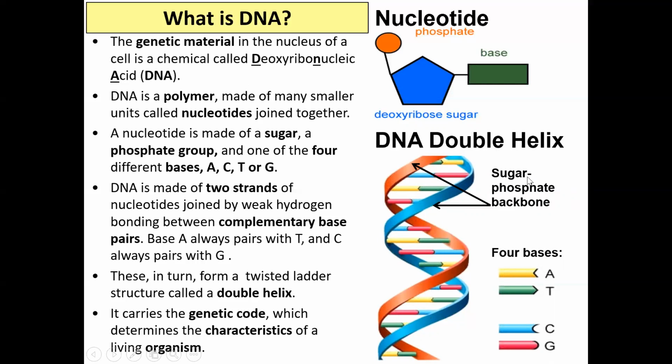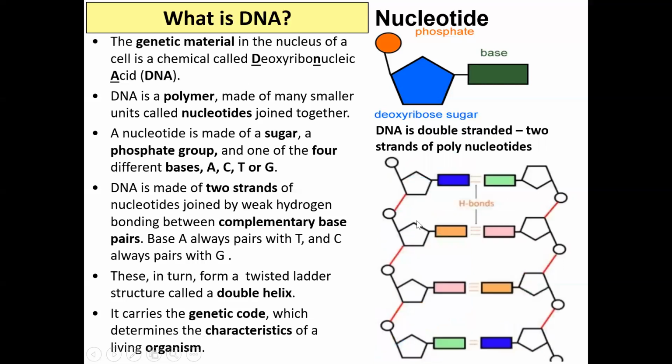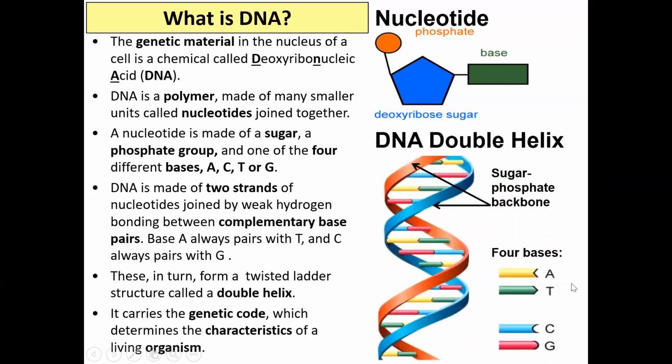Okay, now on this diagram you can see these are called the sugar phosphate backbone. And that's just because the uprights of the ladder, as we can see on this previous slide, were made of phosphate, sugar, phosphate, sugar, phosphate, sugar, again here, sugar, phosphate, hence why it's called a sugar phosphate backbone.